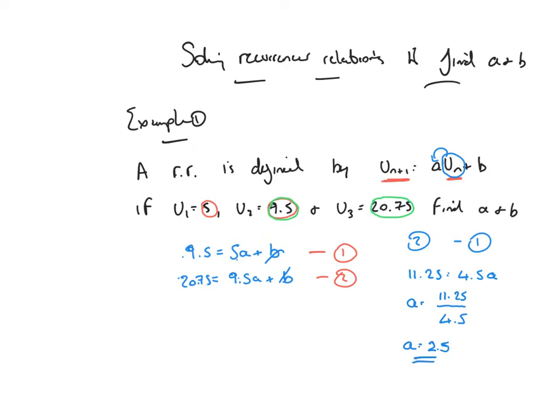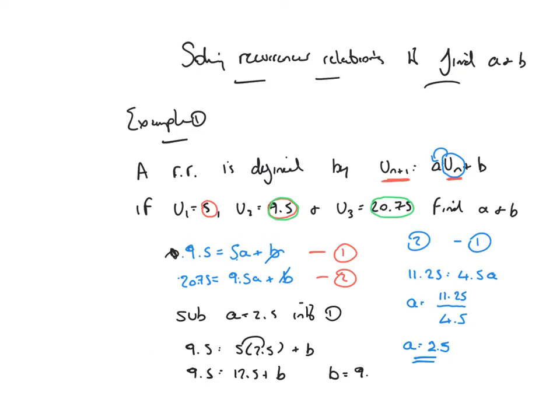Okay, we can then find b by subbing a equals 2.5 into one of the equations. Both these equations are pretty easy to sub into, so just don't think about it too much, just grab one. So we're going to sub a equals 2.5 into equation 1. So that's 9.5 equals 5 lots of 2.5 plus b. 9.5 equals 12.5 plus b. And then b is equal to 9.5 take away 12.5, and b equals minus 3. Final answer then, a equals 2.5 and b equals minus 3.